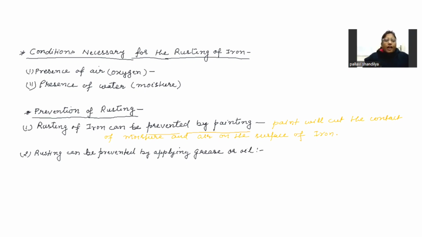Now we are moving forward to the second thing by which we can prevent rusting. So what is that? Rusting can be prevented by applying grease or oil. We can apply grease and oil on machinery. What happens in that situation? Grease and oil prevent the contact of air, that is oxygen, and moisture with the iron.